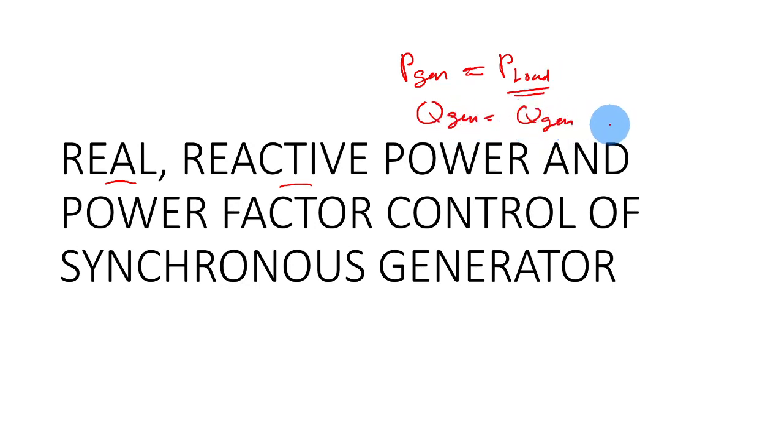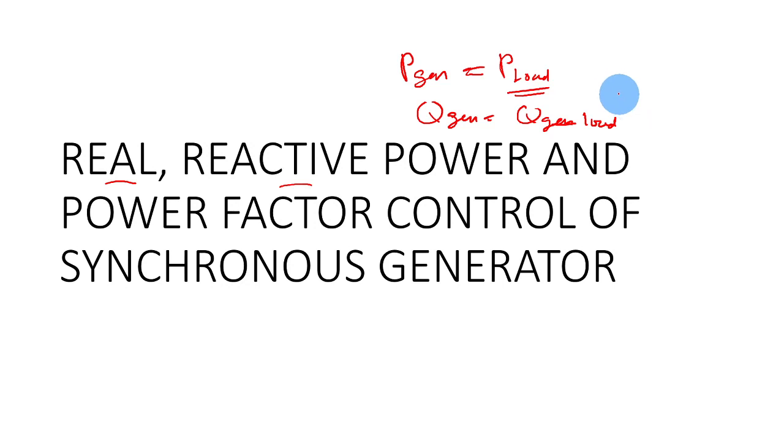So basically, we want to discuss how we are going to control the two types of power, as well as the power factor, on a synchronous generator. The real and reactive power generated by the generator must always be equal to the load power. Whatever the Q generated by the generator, it must be equal to the Q of the load. Q means reactive power.